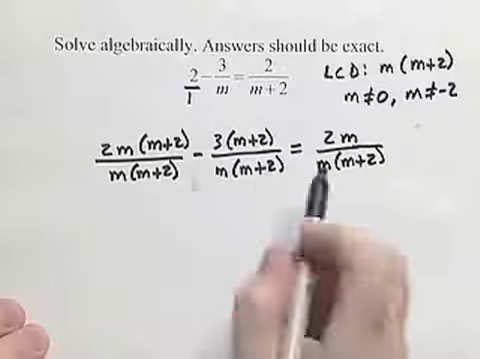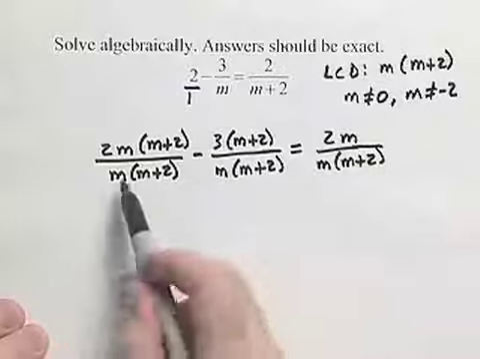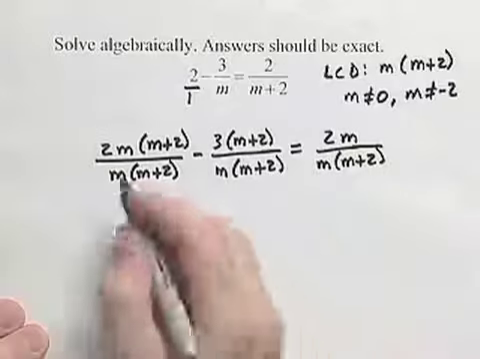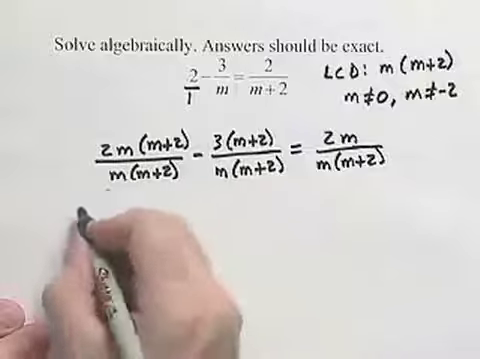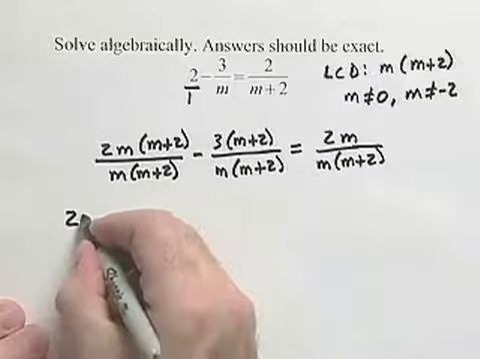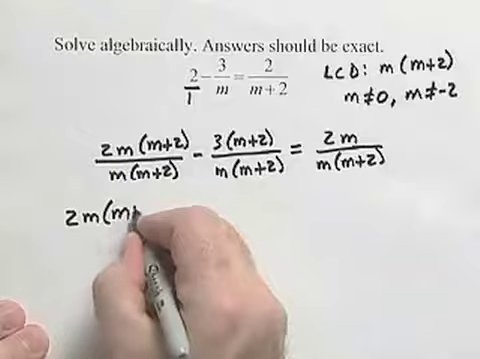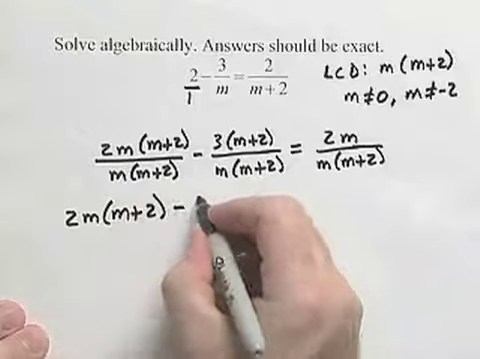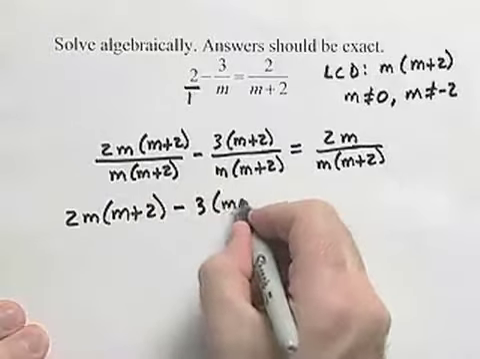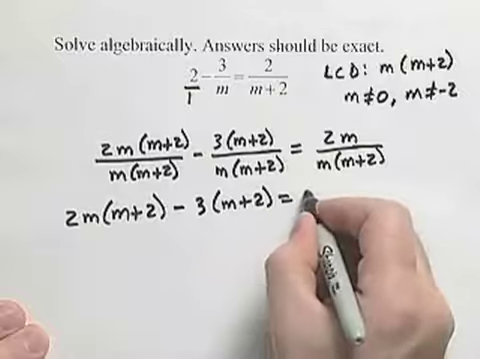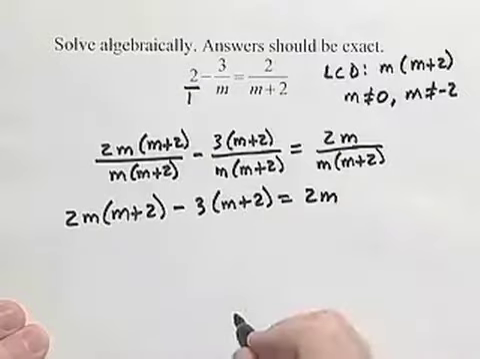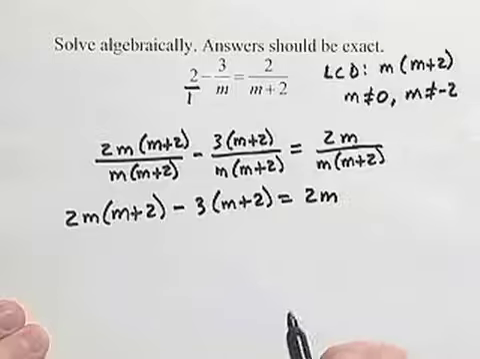Now, if we multiply both sides by the least common denominator, we'll see that each of these denominators is going to cancel, and we're just going to be left with our numerators. And so we're going to rewrite those. So we'll have 2m times m plus 2 minus 3 times m plus 2. That's going to equal 2m. Remember, we have our restricted values here.